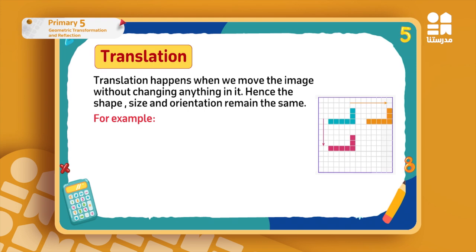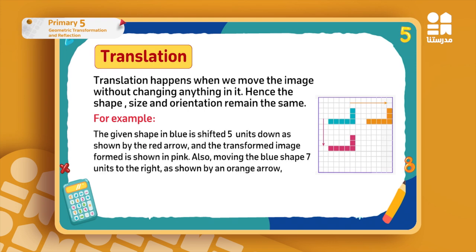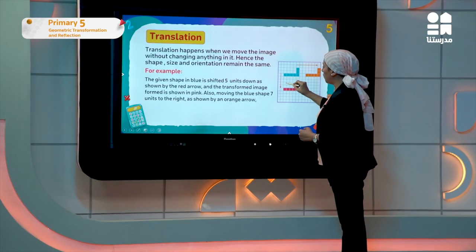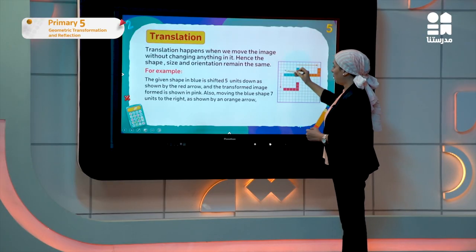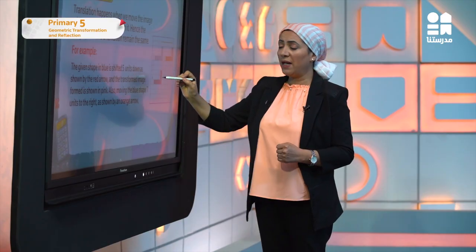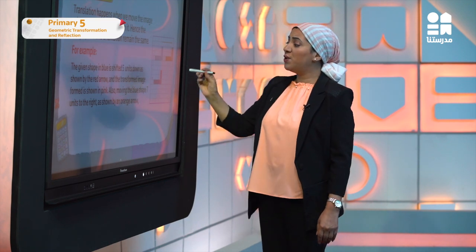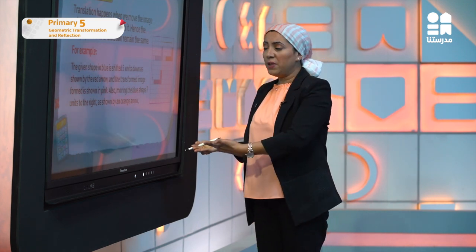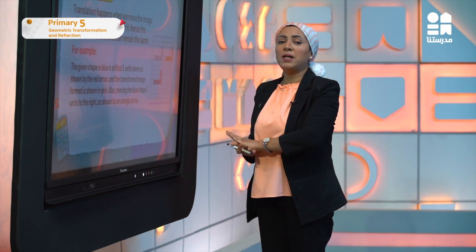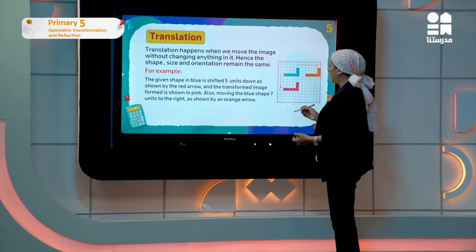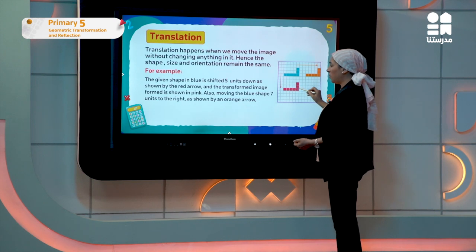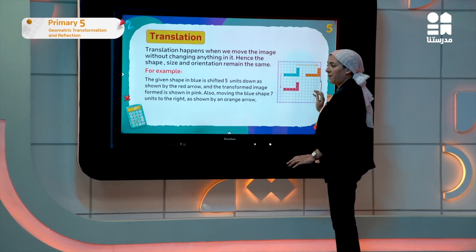So here for example, as we see the figure in front of us, the blue figure was first shifted down 5 units: 1, 2, 3, 4, 5. The pink arrow shows its movement, or its translation. So when I moved it down, I moved it without changing a thing in it. I just moved every unit by the same amount.